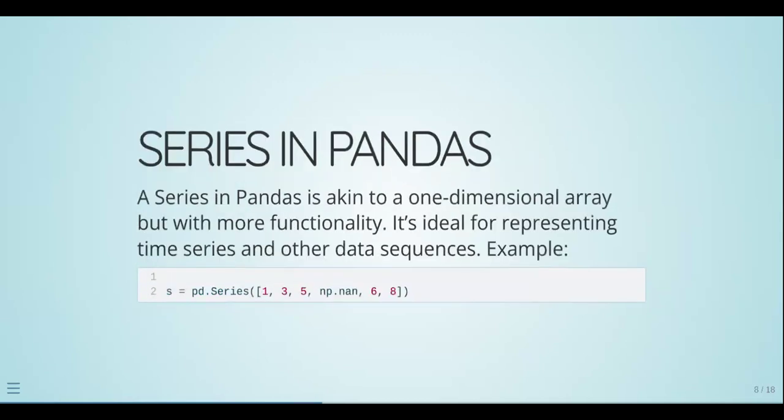So for series now, a series is a one-dimensional array, but it has more functionality. The reason it has more functionality is that it has methods, and there's also the index. The index means every data item in a series has a name.